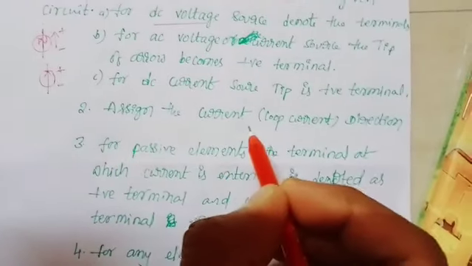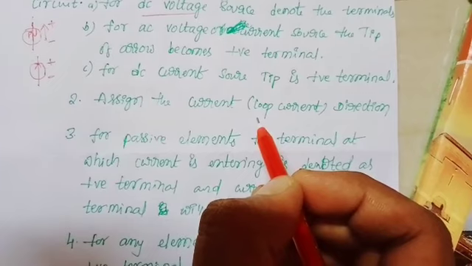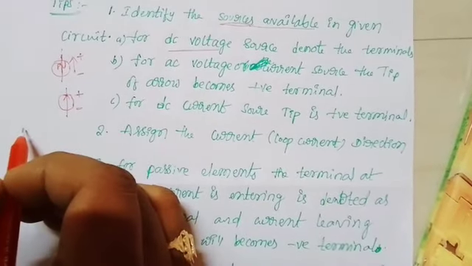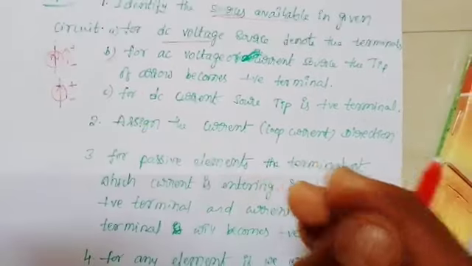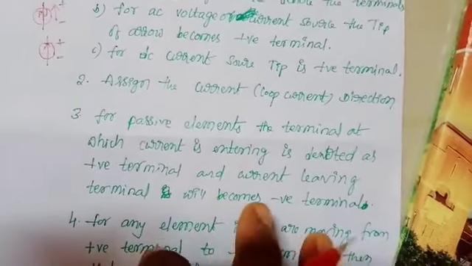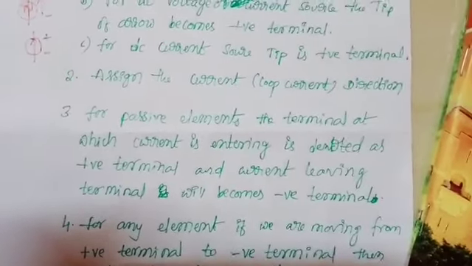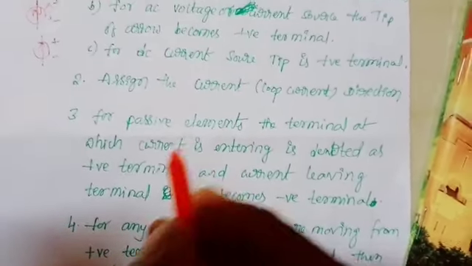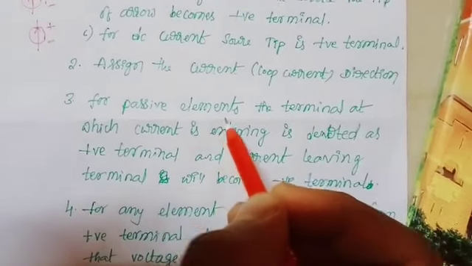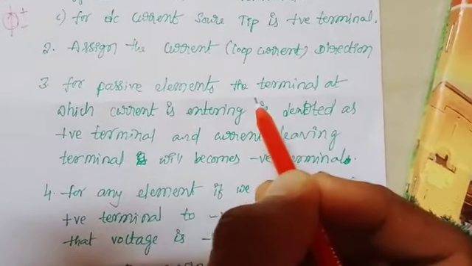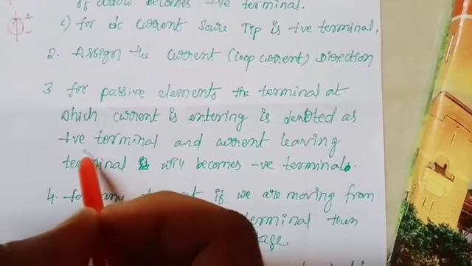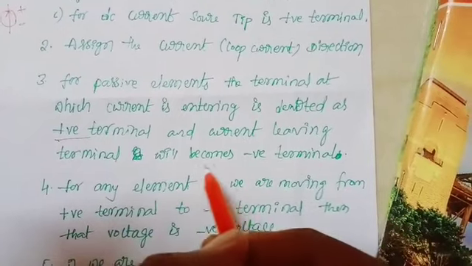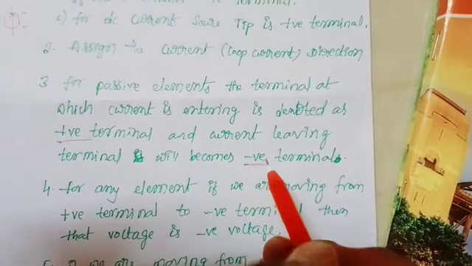Afterwards, we need to assign the current direction in the given circuit. Suppose there is a circuit, then the current direction in that circuit is either clockwise or anti-clockwise. That we will decide. In the circuit, there are a number of passive elements, right? For the passive elements, the terminal at which the current is entering is denoted as the positive terminal, and the terminal at which the current is leaving becomes the negative terminal.